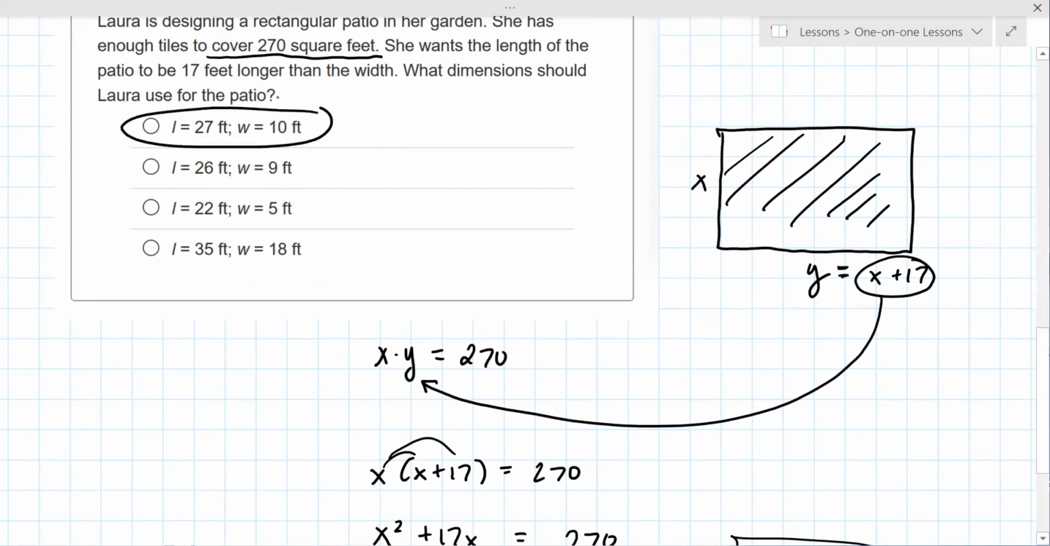I believe I got that one right or wrong. I don't remember. Well, for sure it was one or the other.